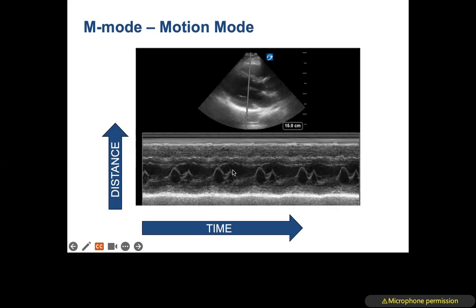And so you're seeing the E wave and the A wave. So this M mode, or motion mode, is allowing you to look at the motion of the anterior leaflet of the mitral valve in this instance. And again, it can look at the motions of a lot of different valves, which is really helpful.